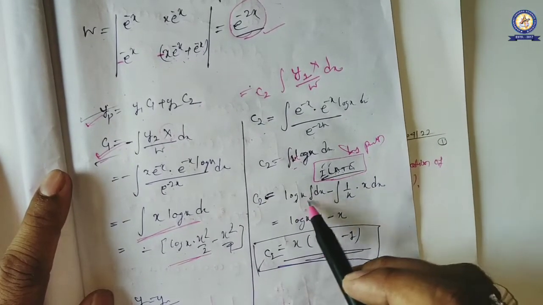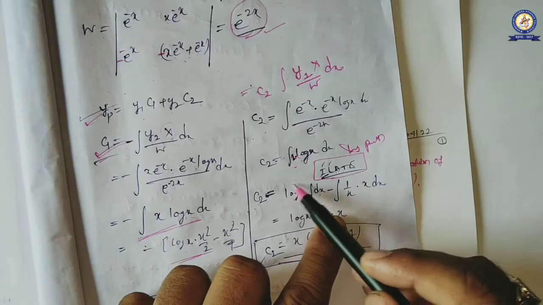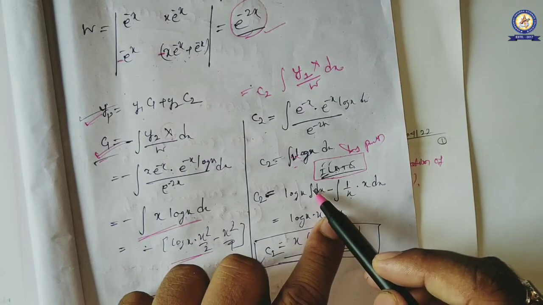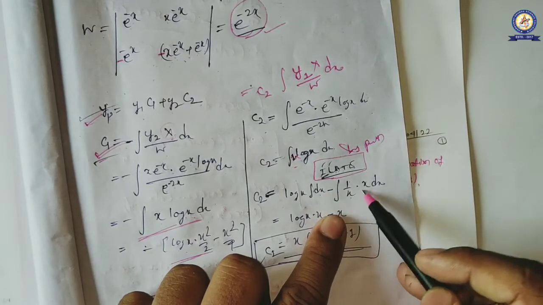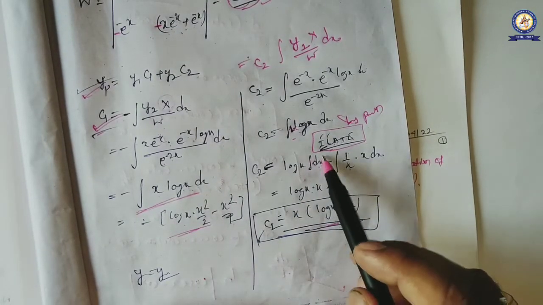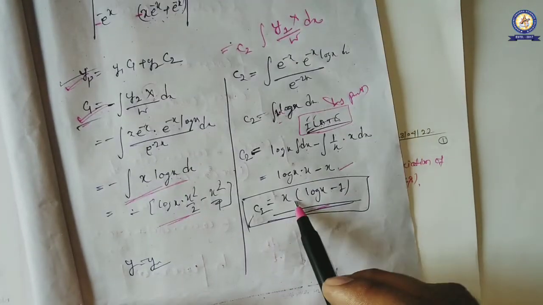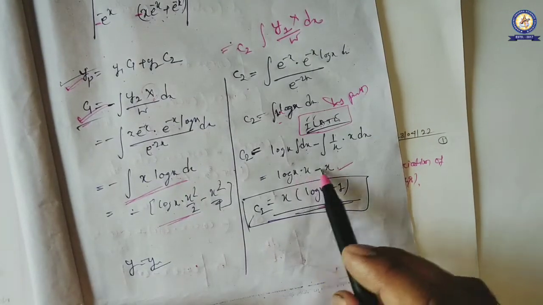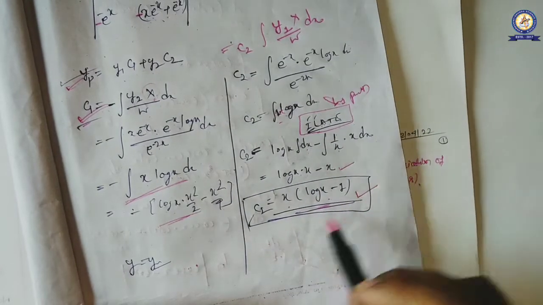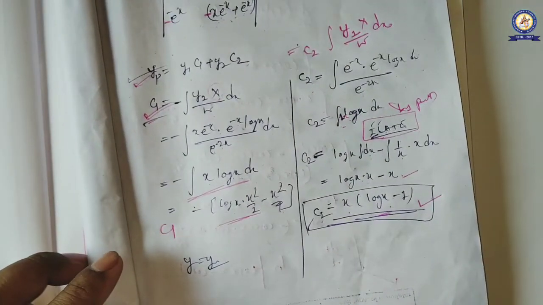So log x times the integration of dx, then minus the derivative of the first function, 1 by x, times the integration of the second function, that is 1, dx. So x got cancelled. So this will be log x, and integration of 1 dx will be x, and here x got cancelled. So take x common from both the terms, we get x into log x minus 1. So we got c2, and this is your c1, right?